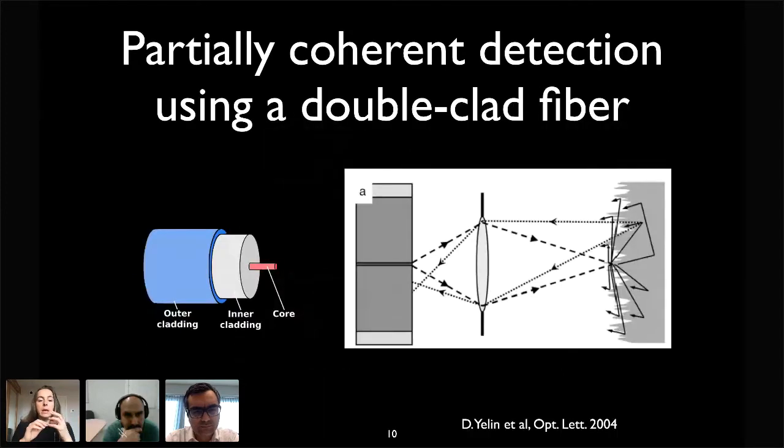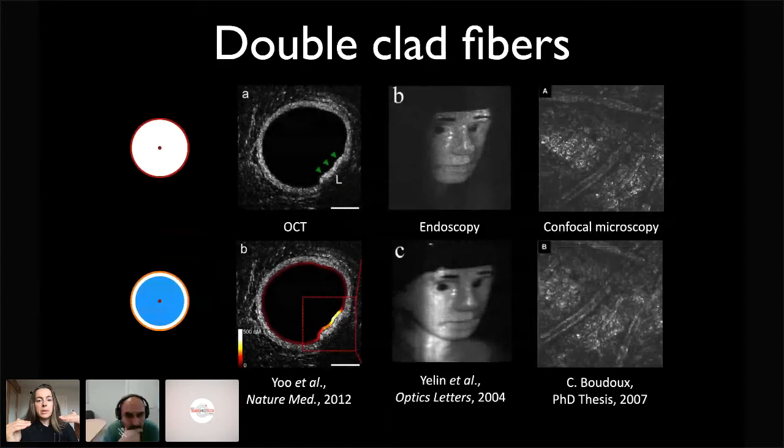So what we decided to explore was a new kind of fiber called a double-clad fiber. It's a fiber with two zones, two concentric zones. You have the core, shown in red here, bringing the laser light to your sample, and you have the inner cladding that collects those scattered photons that have somewhat lost their phase, and so they can scramble in phase and get a smoother image.